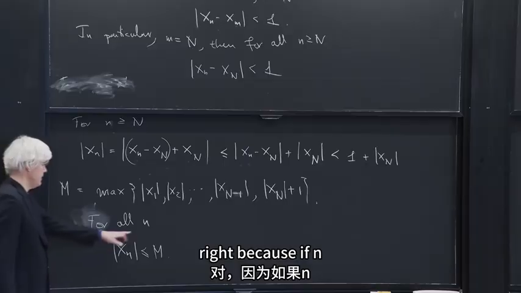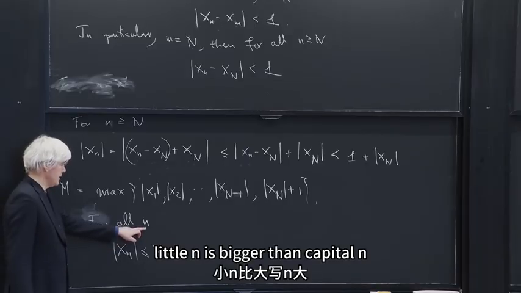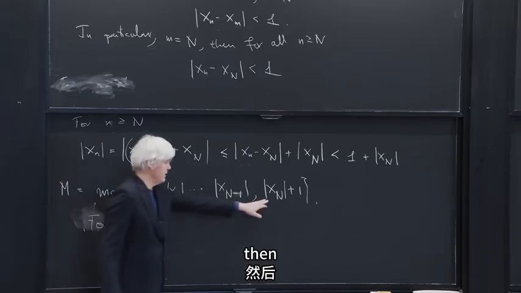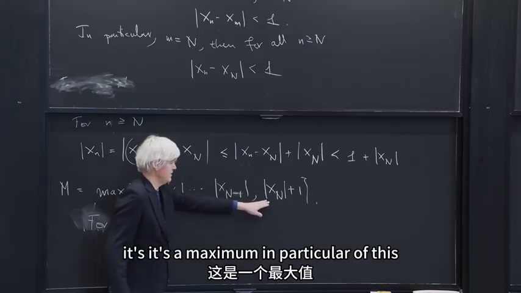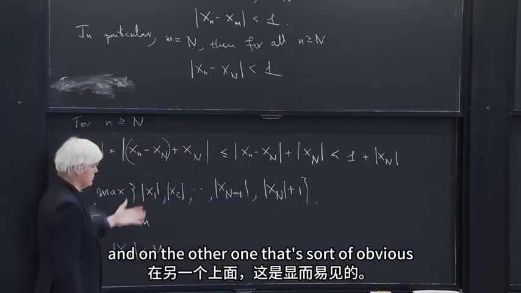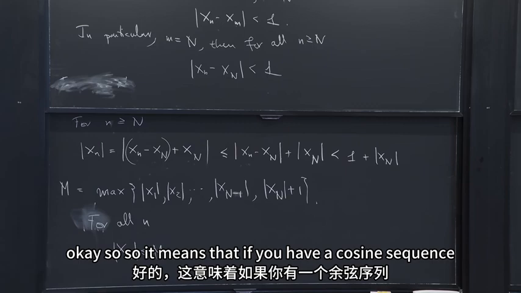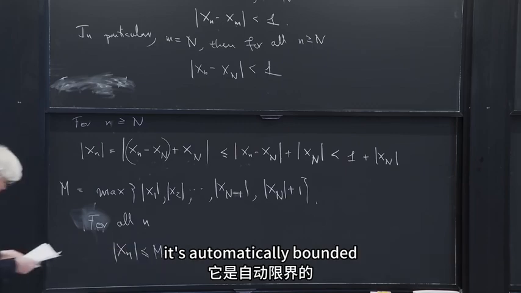Because if little n is bigger than capital N, then it's bounded by capital M because it's a maximum in particular of this, and all the other ones, that's sort of obvious. Okay, so it means that if you have a Cauchy sequence, it's automatically bounded.